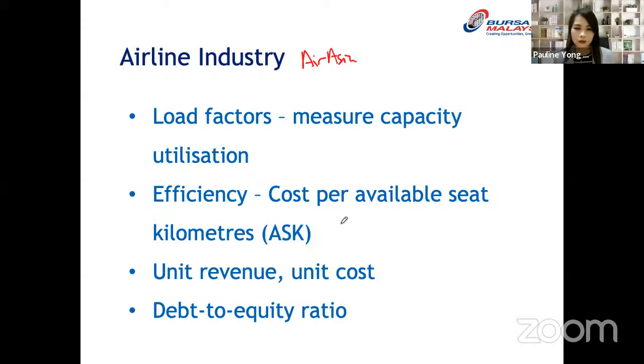And then what is the cost per available seat kilometers? In the US, it's called miles, and here, it's called kilometers. It's based on a calculation of your operation cost divided by your available seat kilometers. And then your unit revenue, unit cost, or this debt to equity ratio. So these are important parameters or factors deciding whether this airline stock is good to invest in or not.